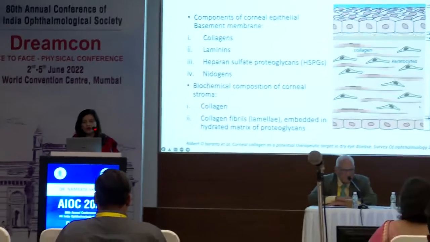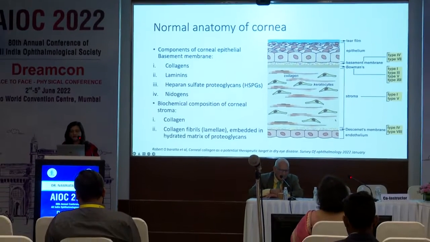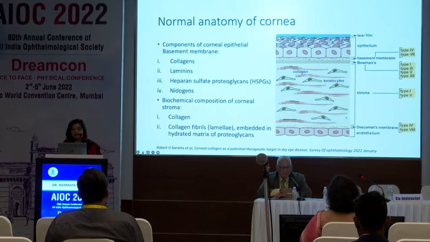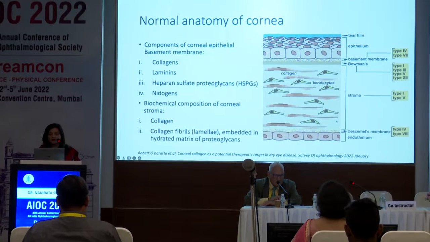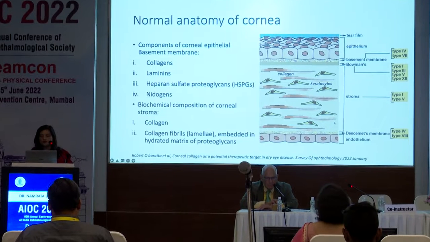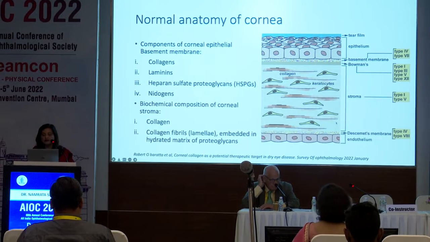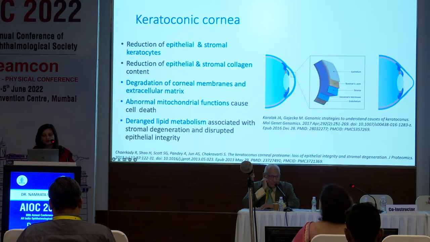We currently follow the ABCD classification of keratoconus. An important thing to know from this diagram is that there are various types of collagens present in various layers of the cornea. Type 1 and 5 are present in the stroma, 1, 3, 4 and 12 are present in the Bowman's, and 4 and 7 are present in the basement membrane. These become important when we are looking at the genetics of keratoconus.